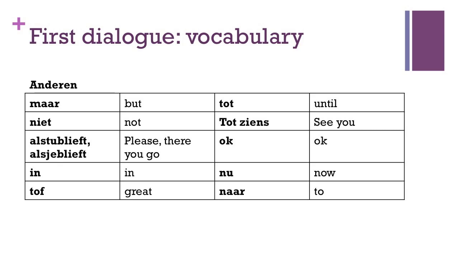Tof is great. Tot is until. Tot ziens is see you. Side note here, zien is the infinitive of to see. Okay is okay. Nu is now, and the last word in this long list is naar, meaning to in space, for example, to the city. Study this vocabulary first, and let's see the dialogue again with some explanations.